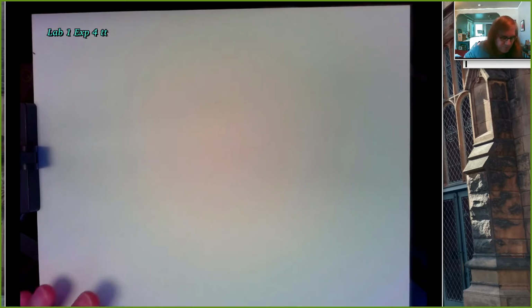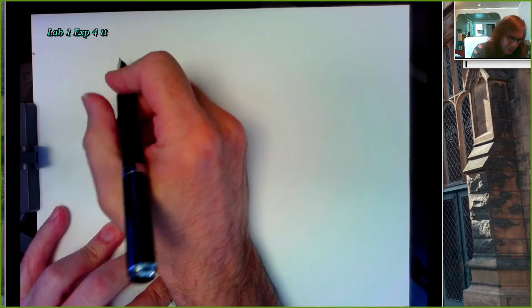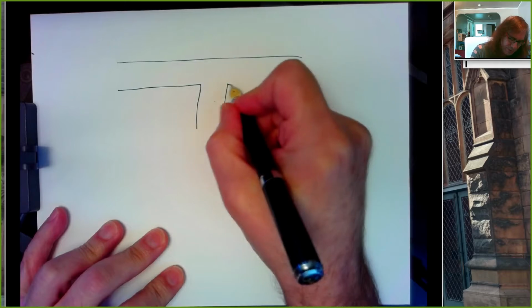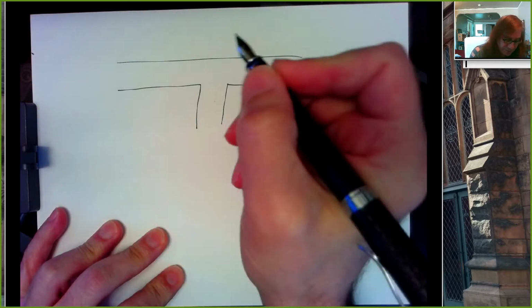Experiment 4 saw a lot of confusion about truth tables. And this was the main point where people lost points on the lab. So let's look at the truth table for Lab 1, Experiment 4, because this is going to be something you use for the rest of the quarter mostly.